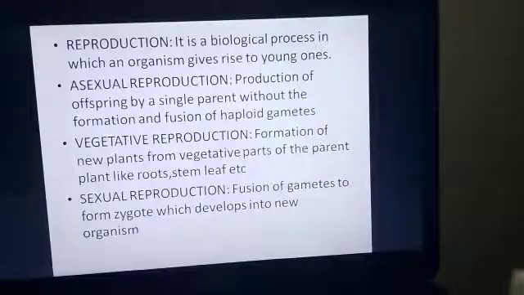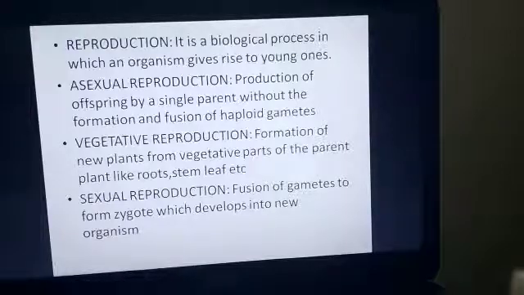Next is vegetative reproduction. Here a new plant is formed from the vegetative parts of the parental plant, like root, stem, leaf, etc. So you take any plant, you cut the plant, and then you plant it in another area, like leaf or stem cutting of rose. This kind of reproduction is called vegetative reproduction.